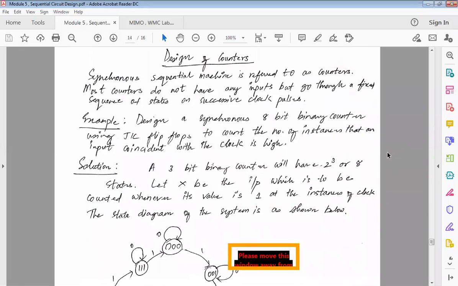Can someone tell me what a counter is? Why do we use a counter? Where are counters employed? It's a register, sir.